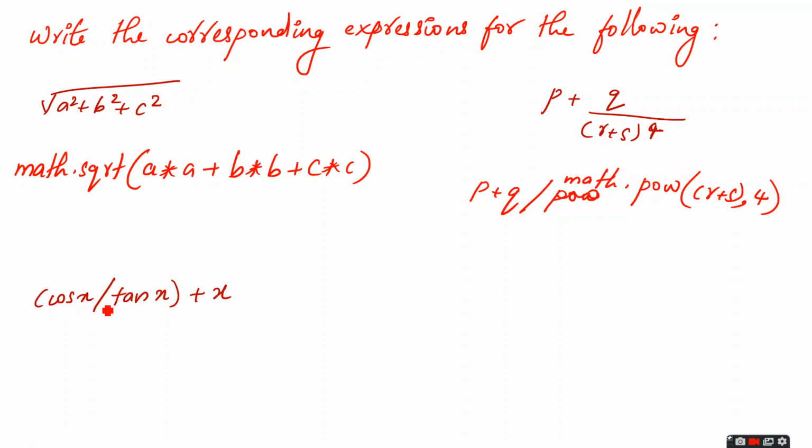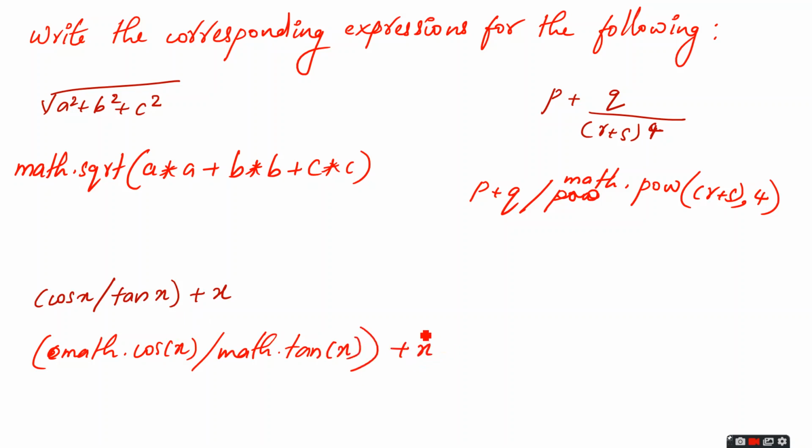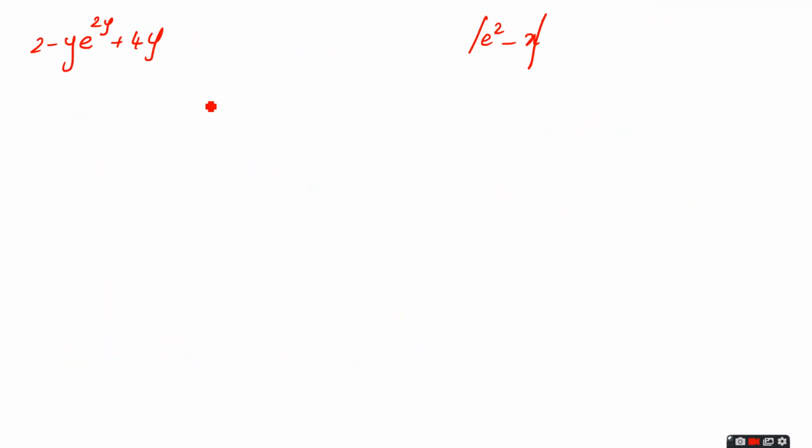Now cos x divided by tan x plus x. So we have to write math.cos x divided by math.tan x, because we are having functions called cos and tan. Inside the parenthesis, we can write the value. Now close it, plus x. This is the expression. Now next question.